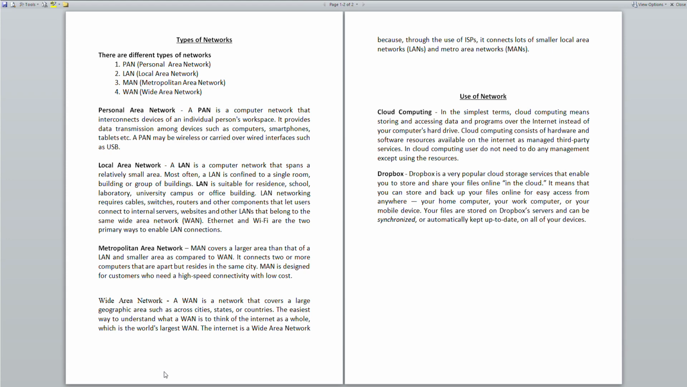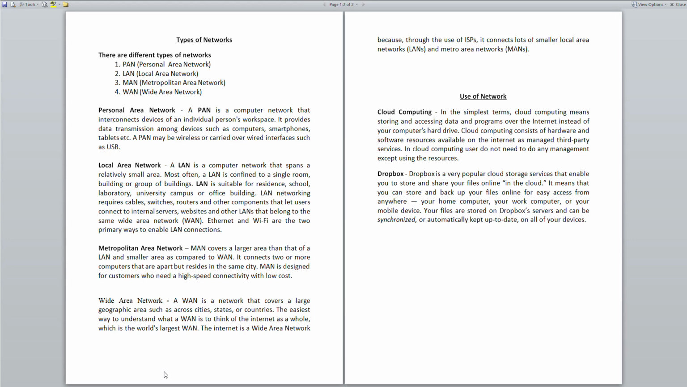A WAN is a network that covers a large geographic area, such as across cities, states, or countries. The easiest way to understand what a WAN is, is to think of the internet as a whole. So we can say the internet is a WAN, a wide area network. Hope you have understood this one as well. So we came to know about PAN, and we have finished LAN, MAN, and WAN. These are the four types of network that we have.